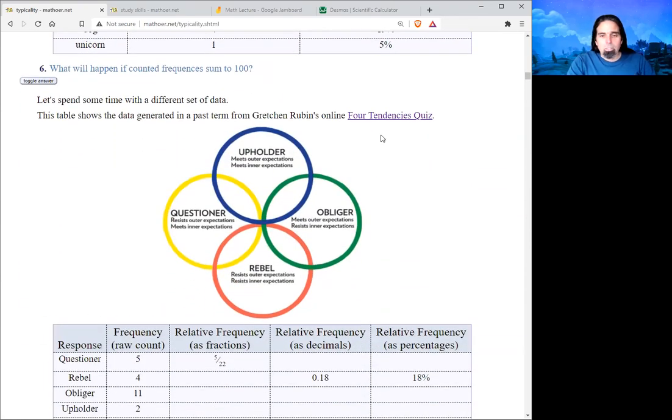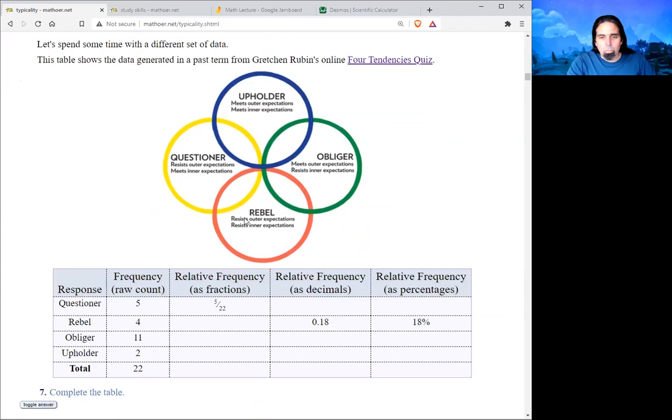There's a famous thing, Gretchen Rubin's Four Tendencies quiz based on a book she wrote. And so not me, a different math instructor had her class do this tendency quiz and see which they were, a questioner, rebel, obliger, or upholder. So here is the frequency. And with this one, we can complete the table. So first write everything as a fraction, put it over 22. Once you have a fraction, top divided by bottom gives you the decimal. Once you have a decimal, move the decimal point to get a percent. So could you fill in this chart if you needed to on homework?